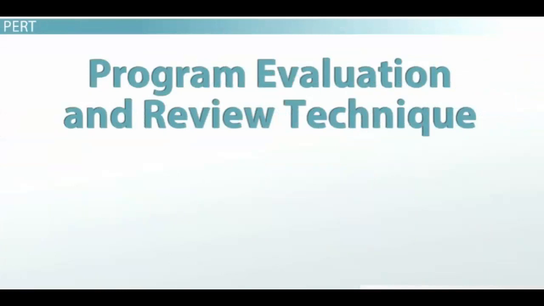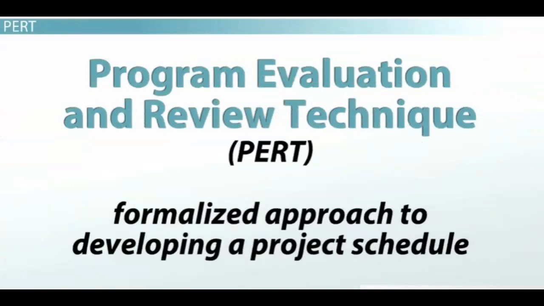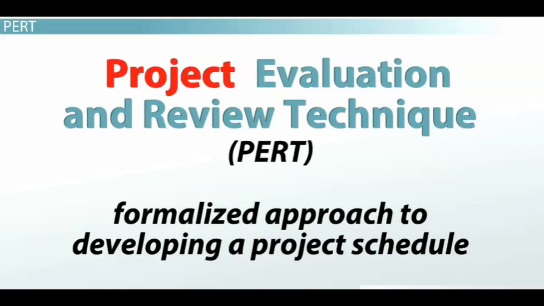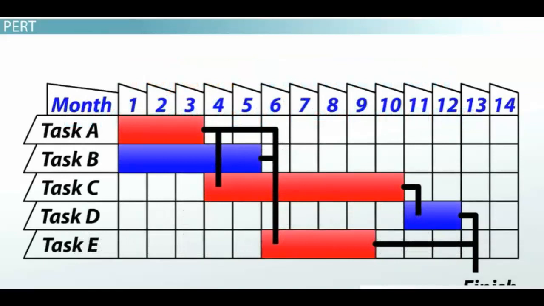Program Evaluation and Review Technique, or PERT, is a formalized approach to developing a project schedule. It is also sometimes called Project Evaluation and Review Technique. For each activity, this approach includes three time estimates: shortest possible time, most likely time, and longest possible time. A formula is then applied to come up with a single PERT time estimate. These formulas are often based on prior experience with similar tasks in other projects.